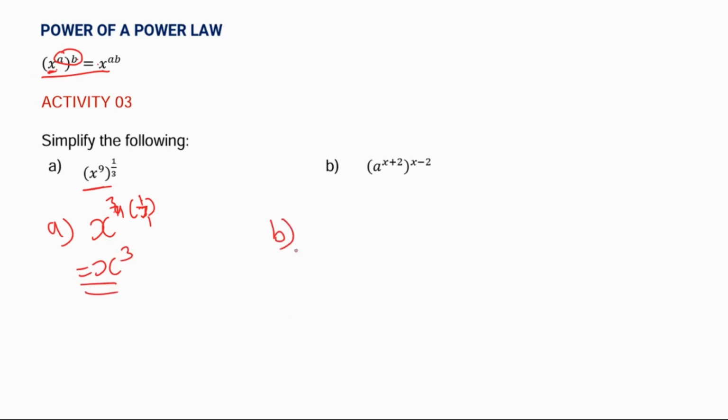Then b, same thing here. We are raising this power to x minus 2. So we're going to multiply the exponents. It's going to be a to the power x plus 2 times x minus 2. And then if you check here, we have a difference of two squares. So this is going to be a to the power x squared minus 4.